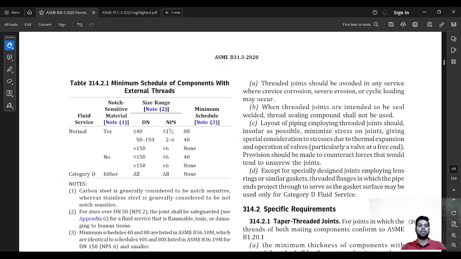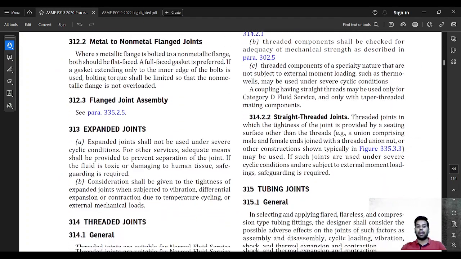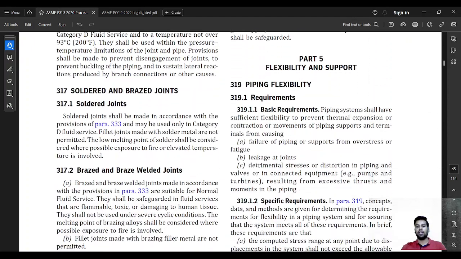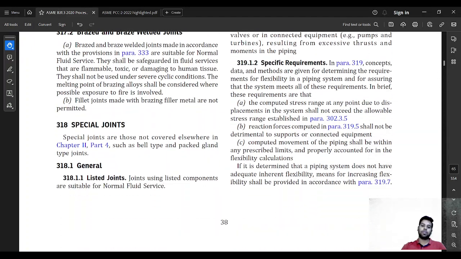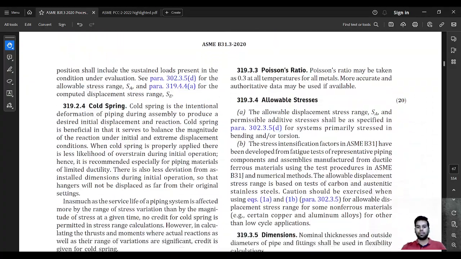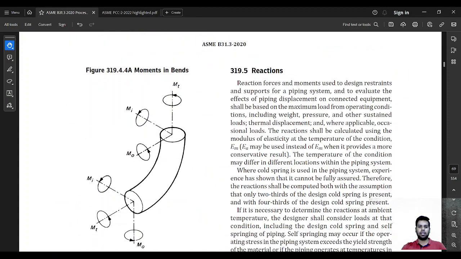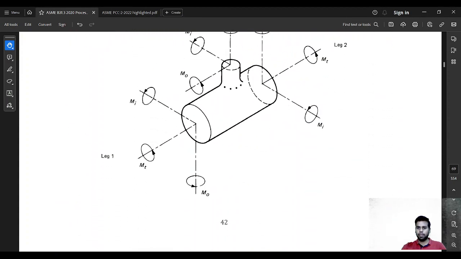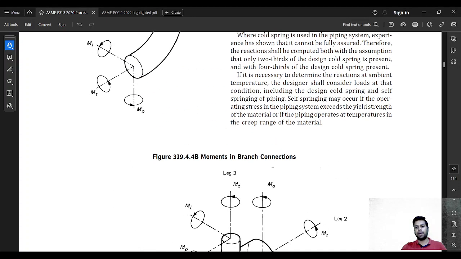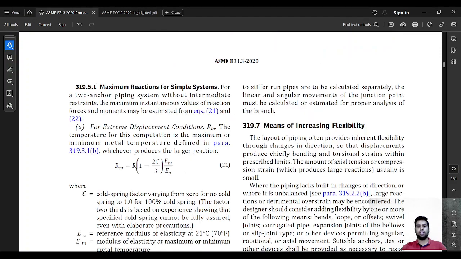Flange joints. Metal to non-metal flanges, expanded joints, threaded joints, tubing joints. Multiple things are there. Flexibility and support. Specific requirements, concepts, displacement strains, allowable stresses, flexibility, bends. So multiple bends are done. So these are degrees of freedom for the pipe bend joints.